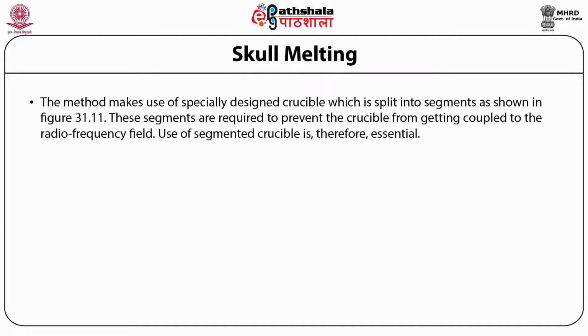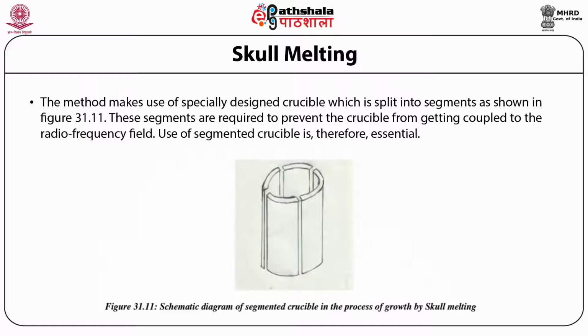The method makes use of a specially designed crucible, which is split into segments as shown in figure 31.11. These segments are required to prevent the crucible from getting coupled to the radio frequency field. Use of a segmented crucible is therefore essential. Figure 31.11 is a schematic diagram of the segmented crucible used in the process of growth by skull melting.